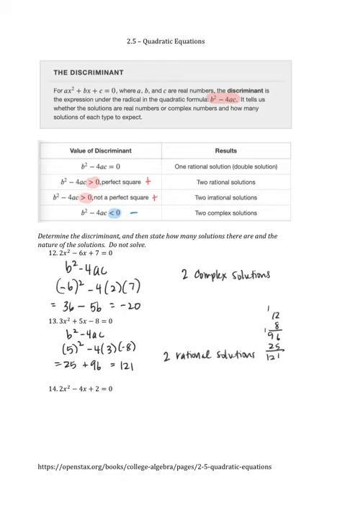All right, number 14. We have b squared minus 4ac. So we have negative 4 squared minus 4 times a, which is 2, times c, which is 2. So that'll be 16 minus 16, which is 0. Okay, 0 is the very first case. So we will have one rational solution.